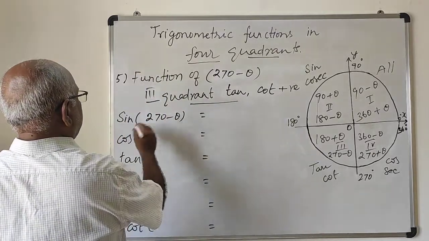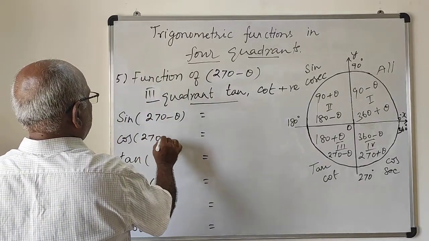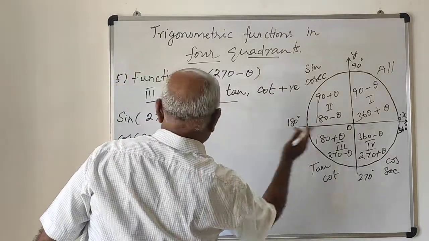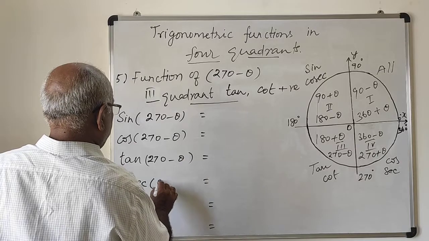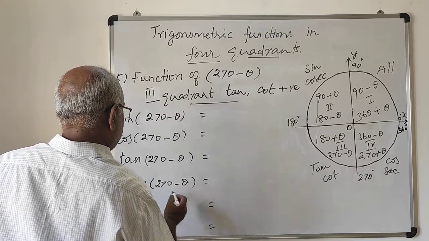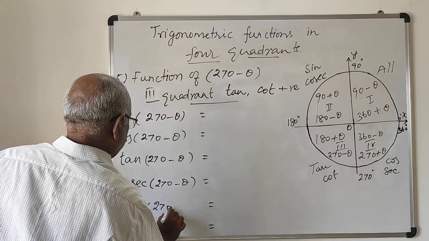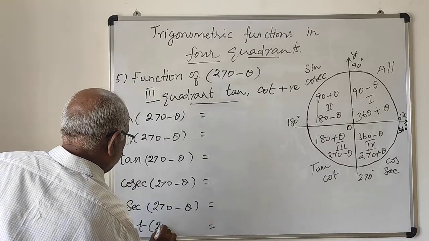Okay. Sin 270 minus theta, cos 270 minus theta. 270 minus theta is in the third quadrant. Tan 270 minus theta, cosecant 270 minus theta, secant 270 minus theta, and cot 270 minus theta.